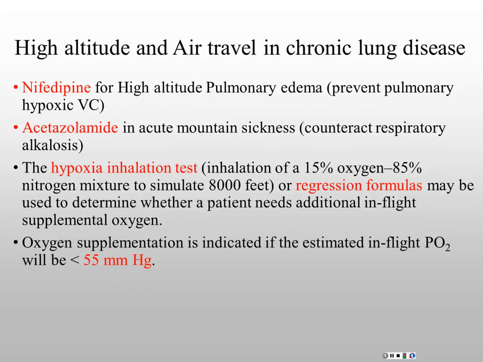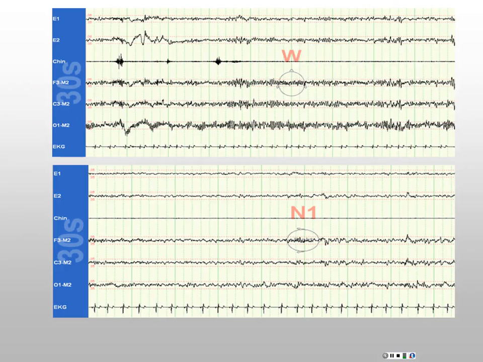High altitude. Usually the main question that comes on the board is the use of nifedipine or acetazolamide in the setting of acute mountain sickness or high altitude pulmonary edema. You can use either a regression formula or an inhalation test to see who will qualify for oxygen when they travel to high altitude, because the inhalation test will simulate 8,000 feet, and you can decide if your patient will need more oxygen or will need oxygen at all in the flight.